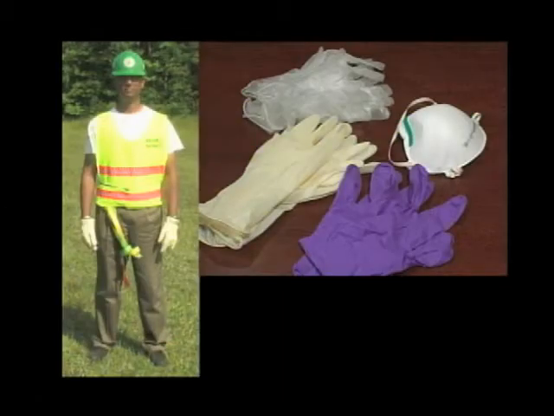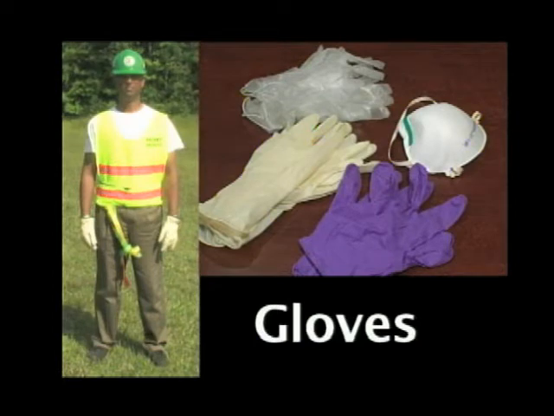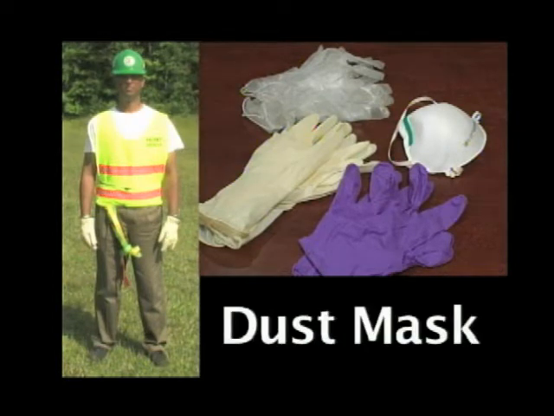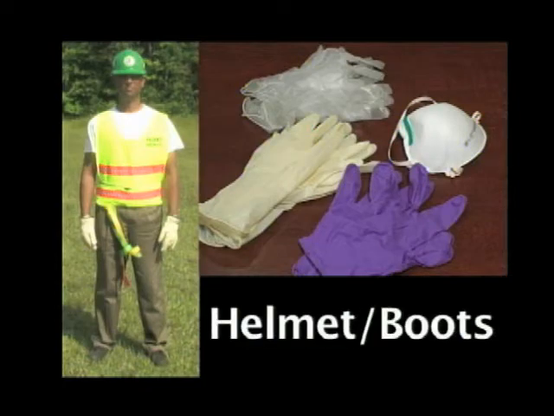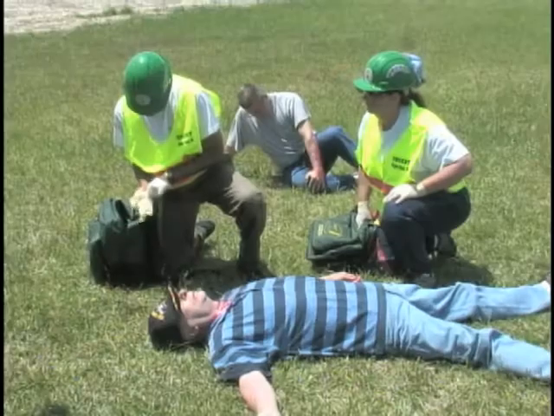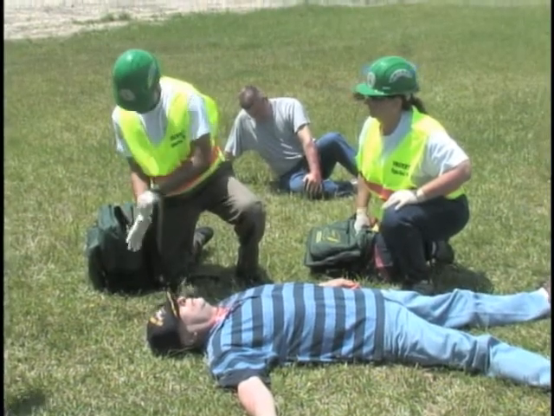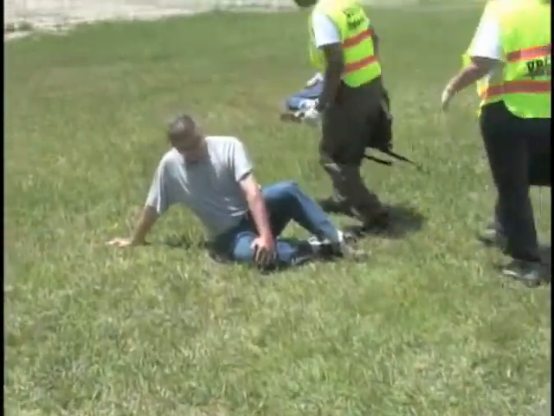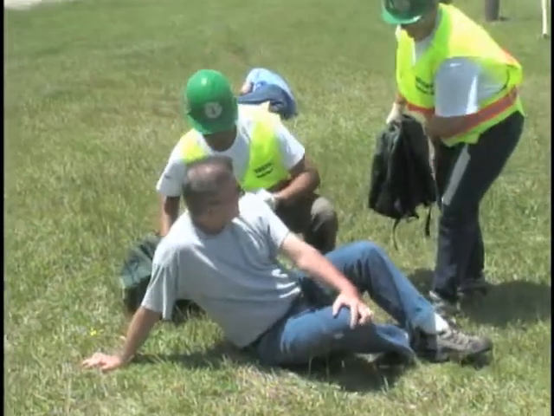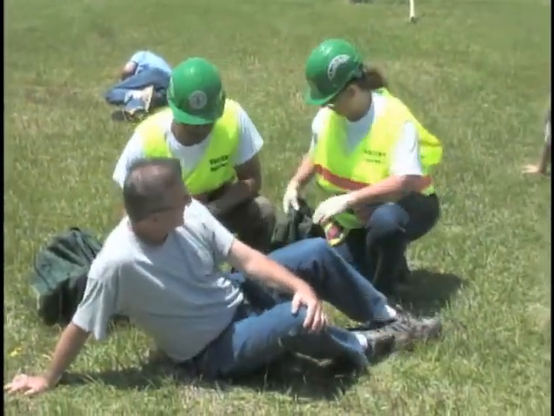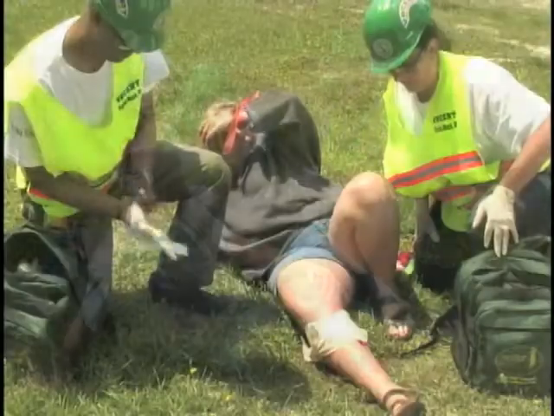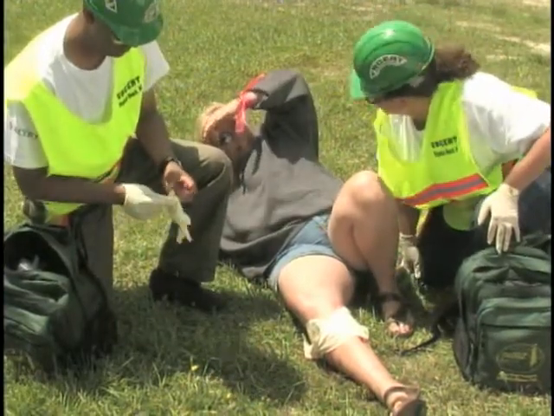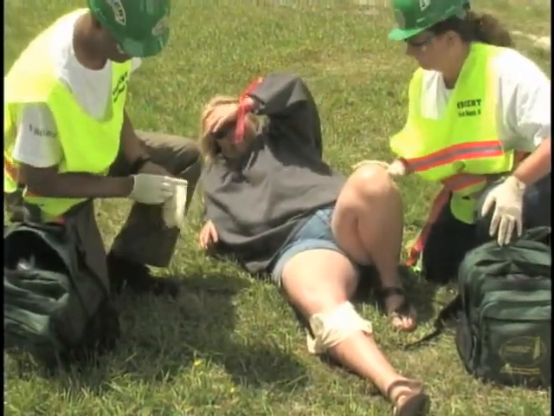Basic safety equipment includes gloves, goggles, dust mask, preferably one labeled N95, helmet, and boots. Each time you touch a new victim, your gloves must be cleaned to avoid cross-contamination. You do not want to contaminate your next victim with your previous victim's blood or body fluids. You can prevent cross-contamination by changing gloves or sterilizing gloves.